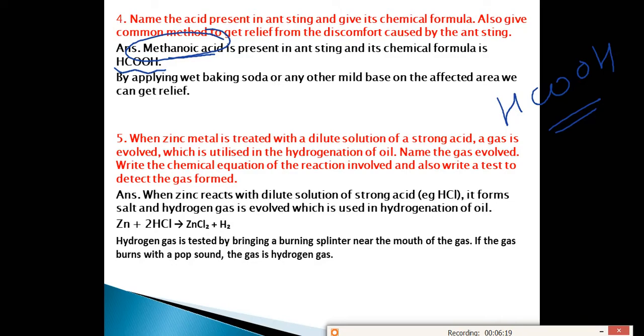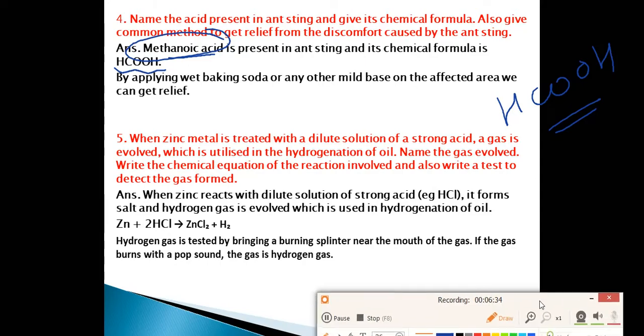So which base can we apply over there? We can use baking soda. We have to make a paste of baking soda with water and apply it on the affected area. Then the baking soda will neutralize the effect of the methanoic acid and we can get relief from that. Right? Now come to question number 5.